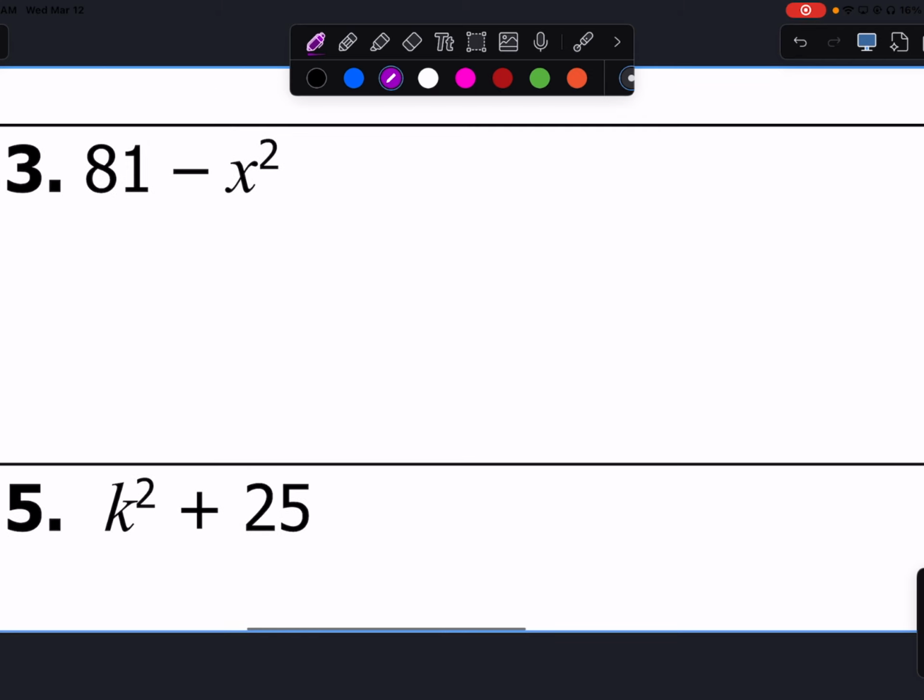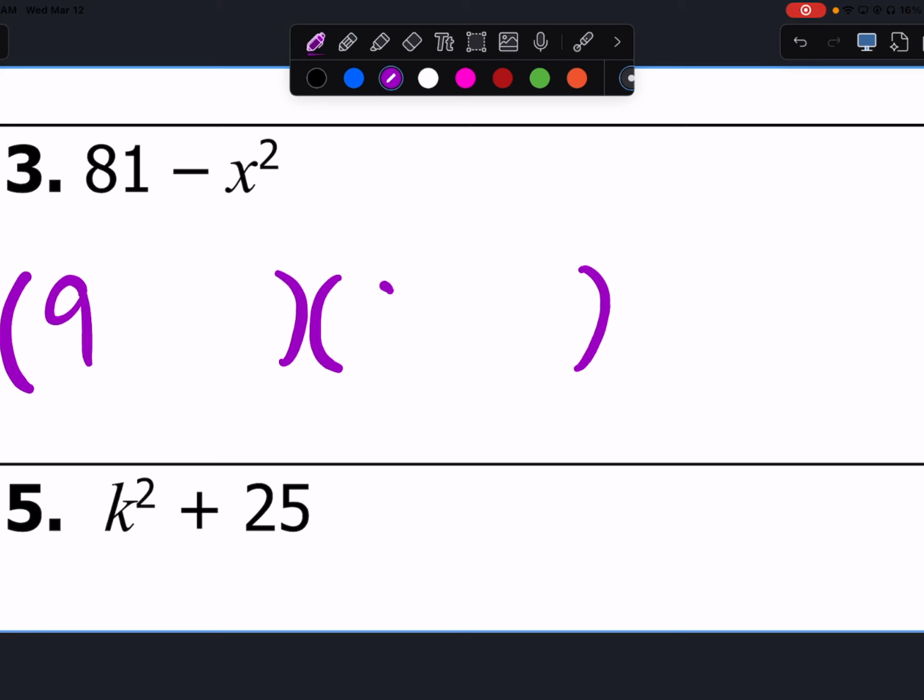For number 3, what squares to give us 81? What squares to give us x squared? What signs do I need? And that's all we got.